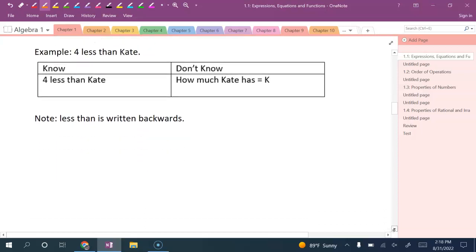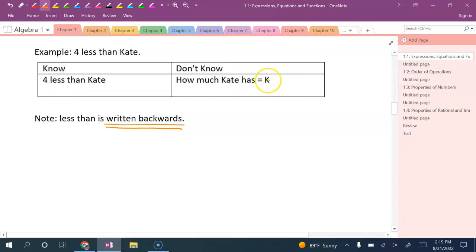Here's an example with that less than. So I had talked to you guys already about less than and how you want to think about it being written backwards, and I have that note down here again just to remind you guys. So we have 4 less than Kate. This is just showing you how you could set up a chart if you needed to organize your stuff into what you know and what you don't know. What we know is that it's 4 less than, so I know I'm going to have to use subtraction because of that less than phrase.